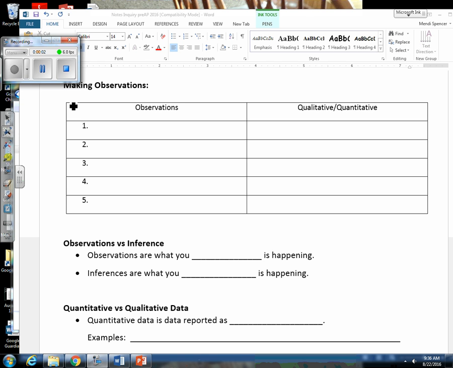In this class, when we're doing labs, we're going to be making observations. We already made some observations when we were looking at the diatoms in the lab that we did on the first day of class. So let's think of some of the observations that you wrote down. You were supposed to make observations before I put the diatoms in the water and then afterwards, as soon as they hit the water. So some observations that I heard, things like the diatoms are white.